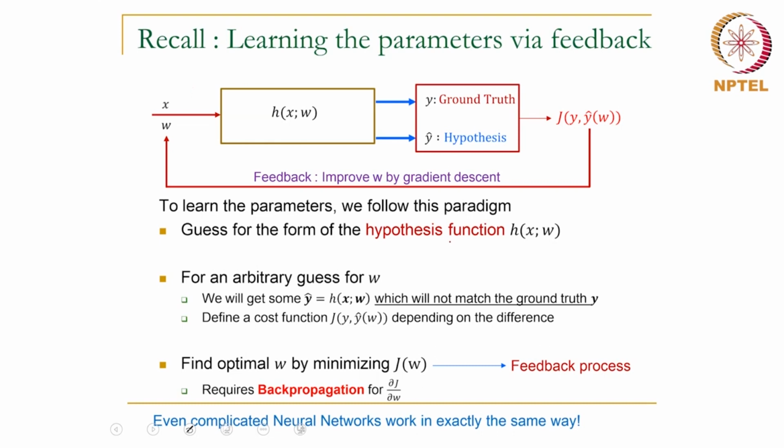Even very complicated neural networks effectively work in a very similar fashion. If you see a language model, YouTube transcription, face recognition, speech recognition, this kind of unit is very, very important and it's sitting there at multiple places. So even a spam detector works in the same way.